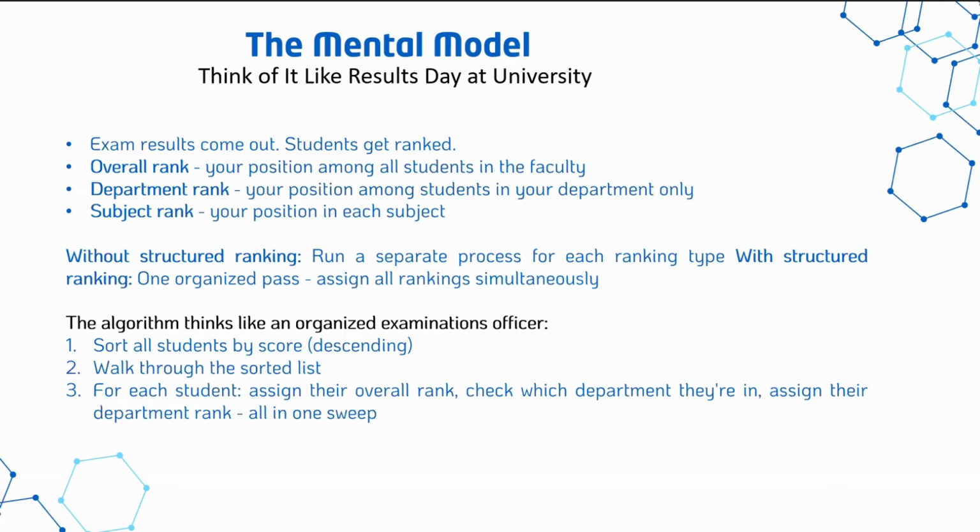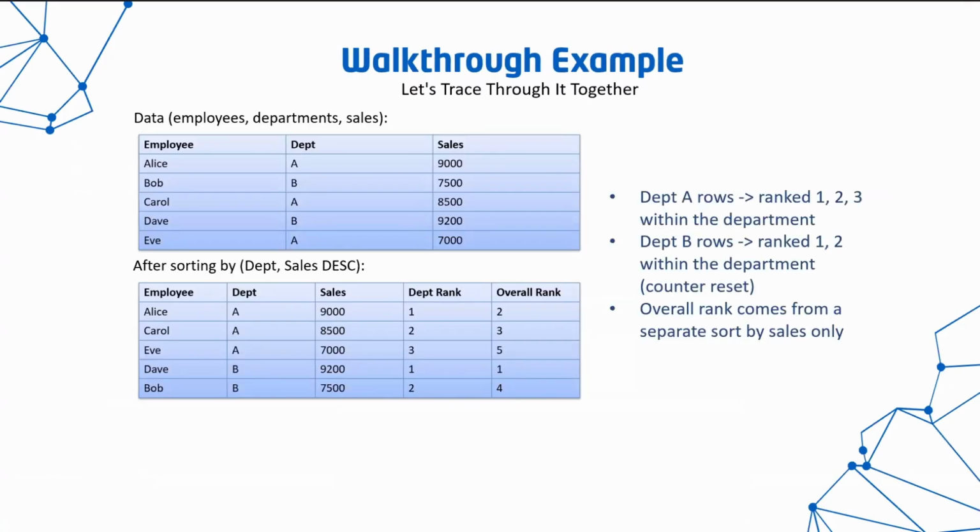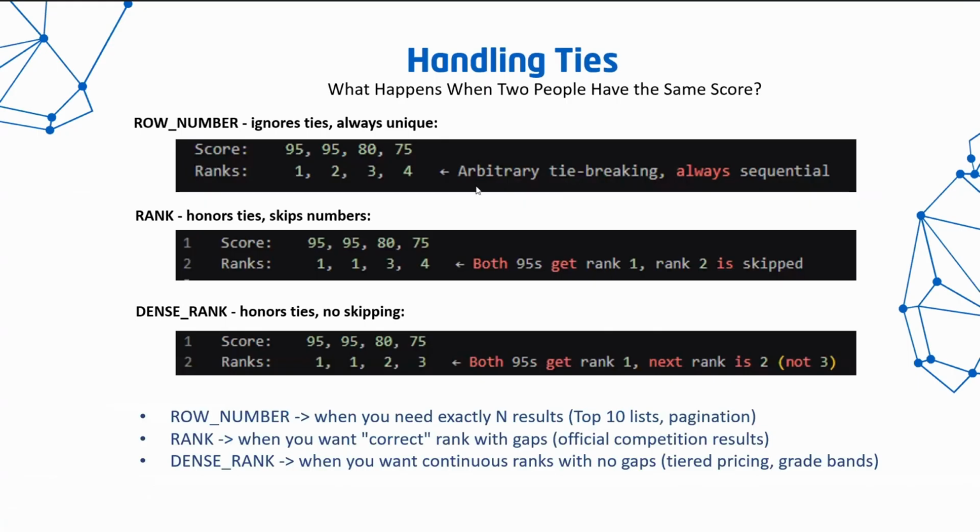So again, same thing in an explanation. I'm just showing you. When it comes to row number, it's going to ignore ties. 95, 95, 80, 75. Arbitrary tie breaking, always sequential. Okay. This person can come and ask why I'm second, because I have the same score. So the question is, the designer might ask from you why the system interpreted it like this. You can't blame the system because you used row number.